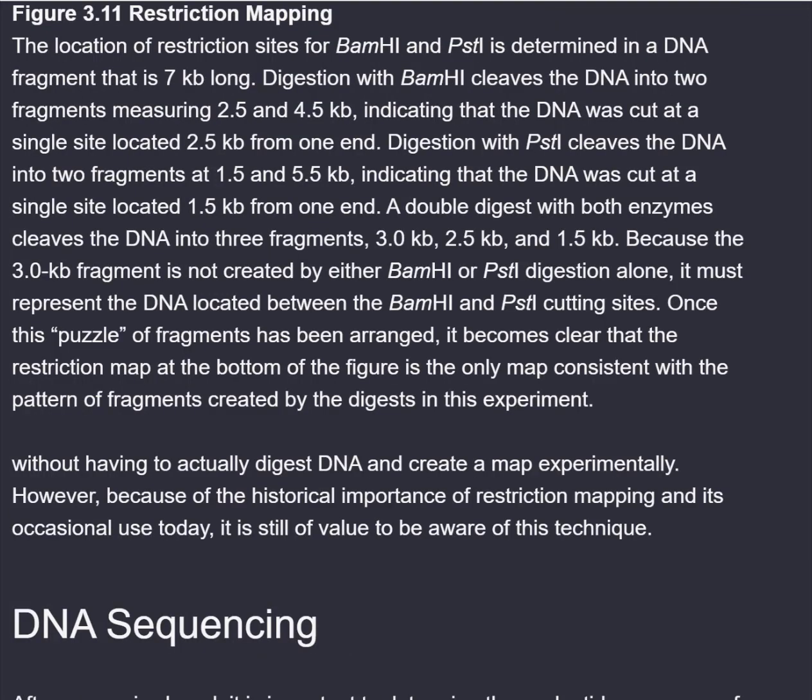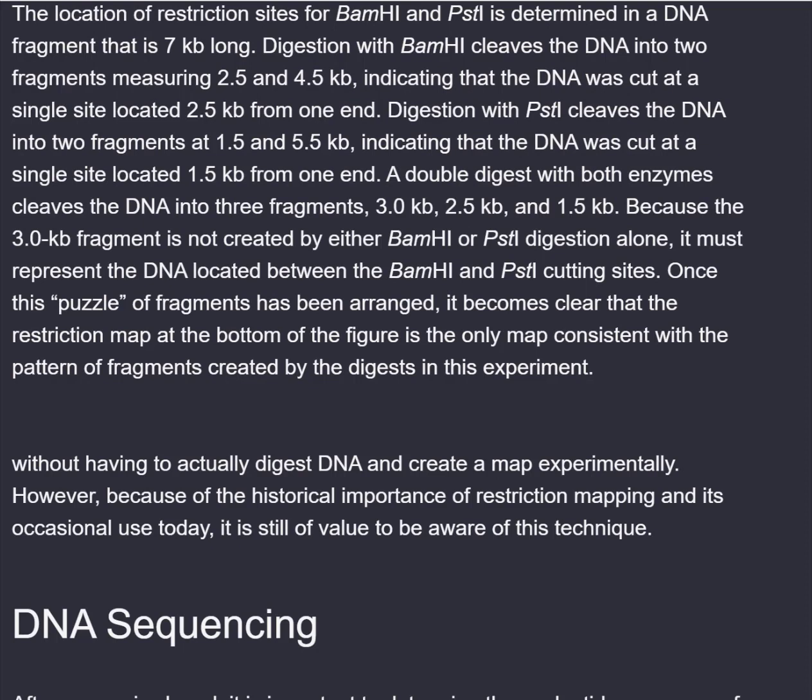Figure 3.11 Restriction Mapping. The location of restriction sites for BamHI and PstI is determined in a DNA fragment that is 7 kb long. Digestion with BamHI cleaves the DNA into two fragments measuring 2.5 and 4.5 kb, indicating that the DNA was cut at a single site located 2.5 kb from one end. Digestion with PstI cleaves the DNA into two fragments at 1.5 and 5.5 kb, indicating that the DNA was cut at a single site located 1.5 kb from one end.